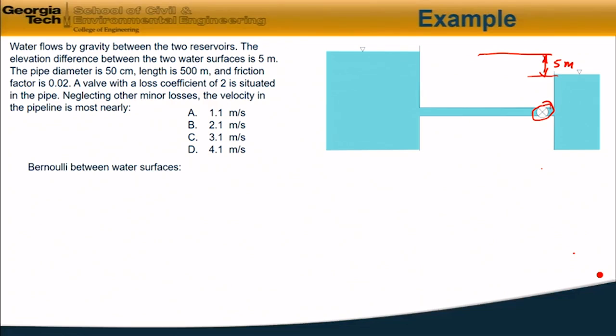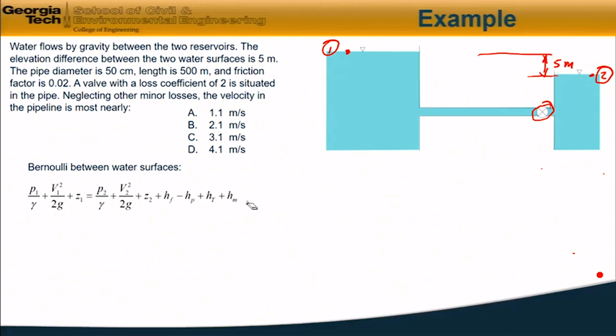So we apply the Bernoulli equation between the two water surfaces, and I'll label the water surface in the upper reservoir as 1 and the water surface in the lower reservoir as 2. So here is our generalized Bernoulli equation, accounting for any energy losses and gains between the two systems, where we have P1 over gamma plus V1 squared over 2G, etc., is equal to, and then our terms for head losses due to friction, head gains due to pump or loss due to turbine, etc.